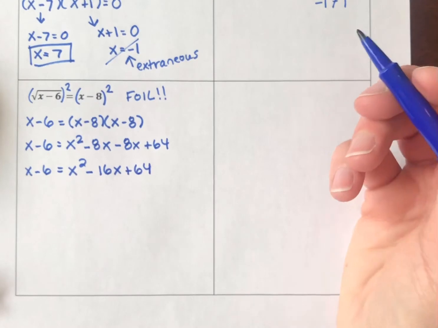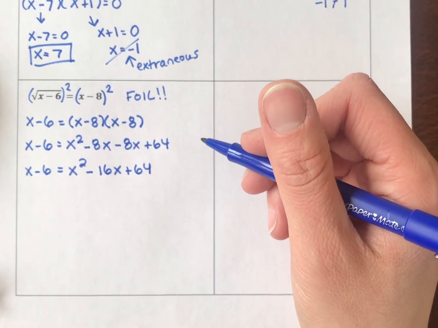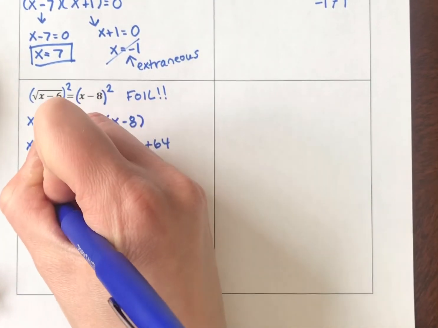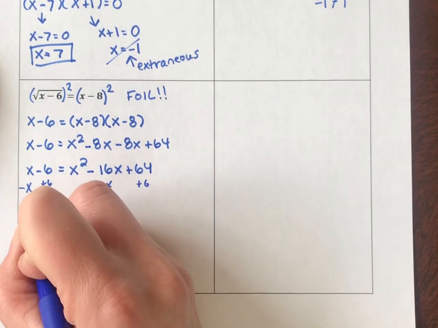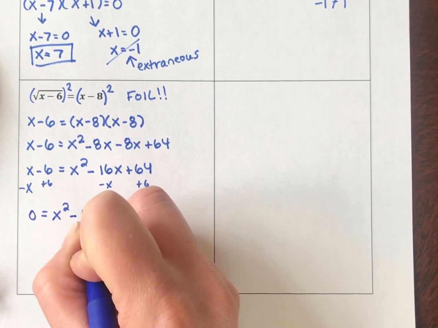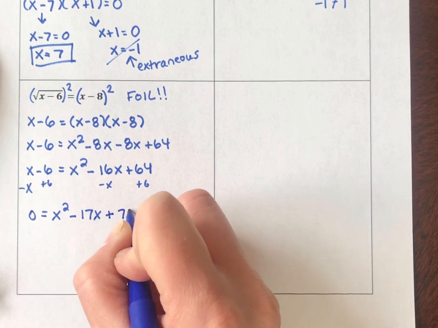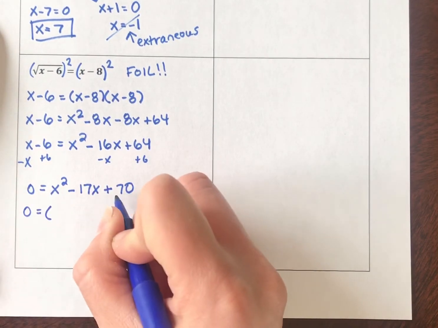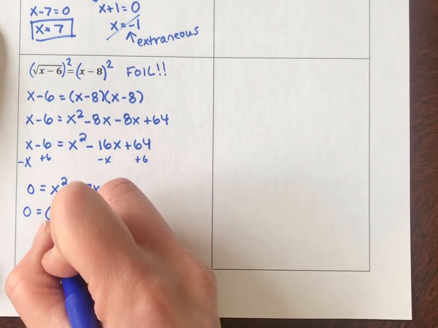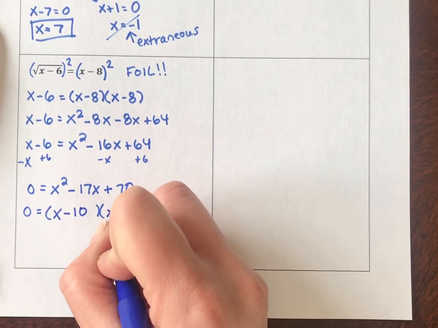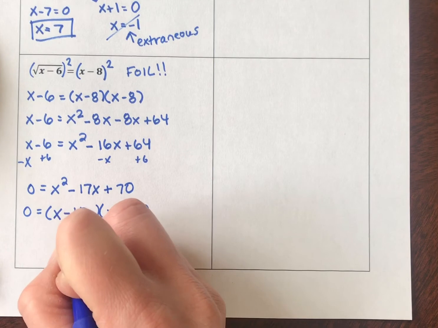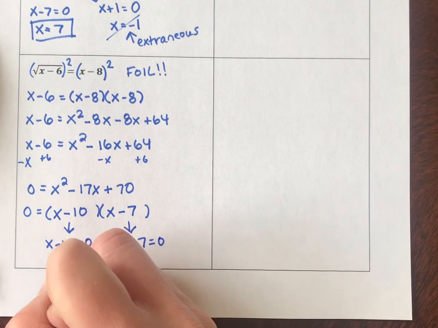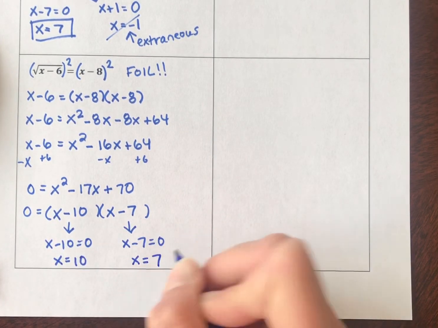And again, what I get is a quadratic. So I want to solve this quadratic by factoring. So I need to get everything equal to 0. So I'm going to subtract x, and I'm going to add 6 so that everything's on one side. So I have 0 equals x to the second minus 17x plus 70. I want to factor. So two numbers that multiply to 70 and add to negative 17. It's going to be x minus 10 and x minus 7. Set each of those equal to 0. And what I think my two answers are is 10 and 7.